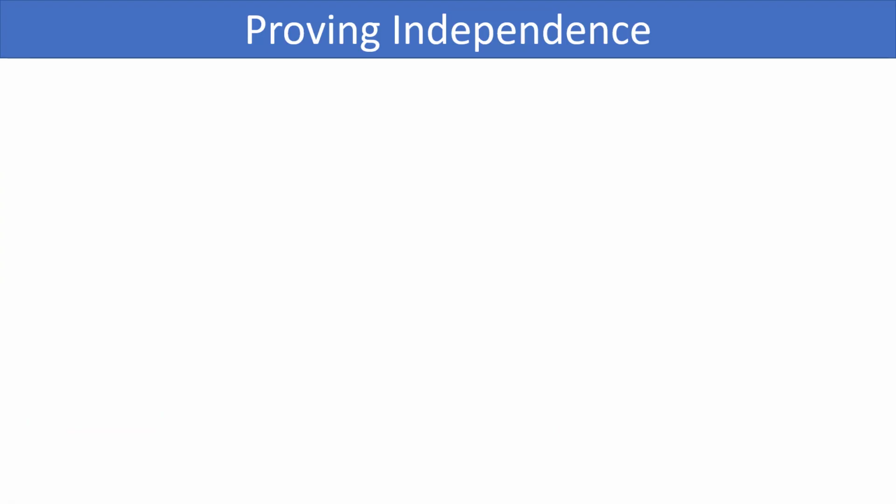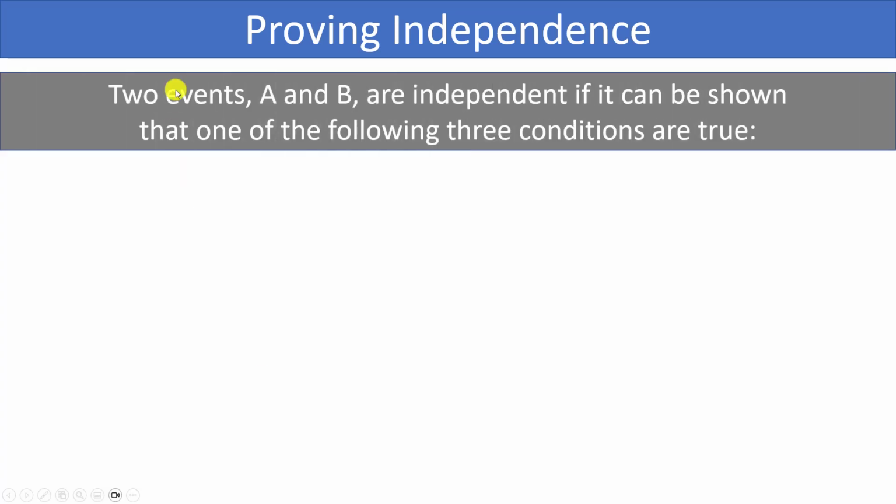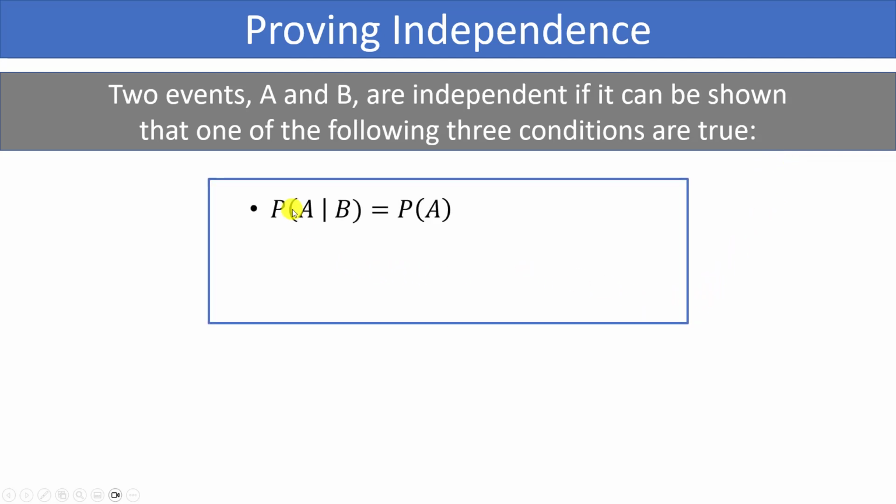Now, sometimes it might not be that clear whether or not your two events are independent or dependent. And that can make it very difficult to know which formula to use when you're calculating probabilities. Well, it turns out that there is a way to prove that two events are independent. Two events A and B are independent if it can be shown that one of the following three conditions is true. And I'll just tell you right now, if one of these conditions is true, the other two will also be true. So one way is to show that the probability of one event given the second event is equal to just the general probability of the first event.